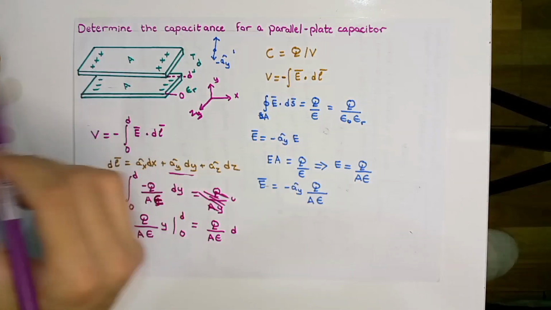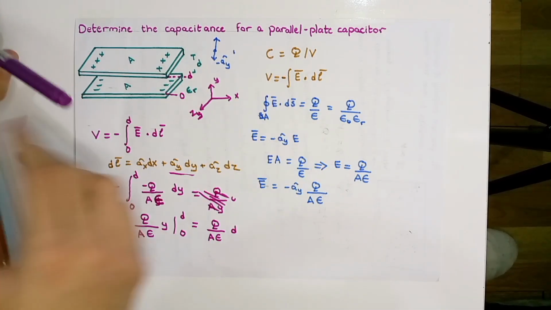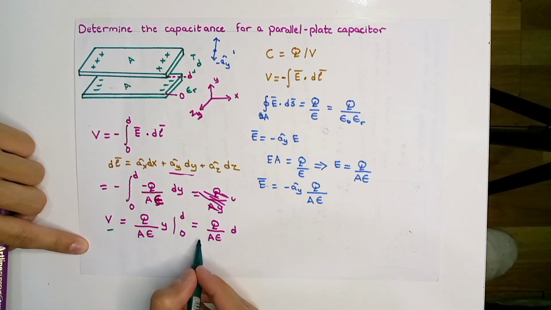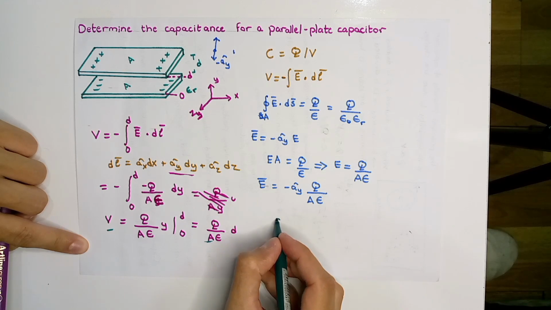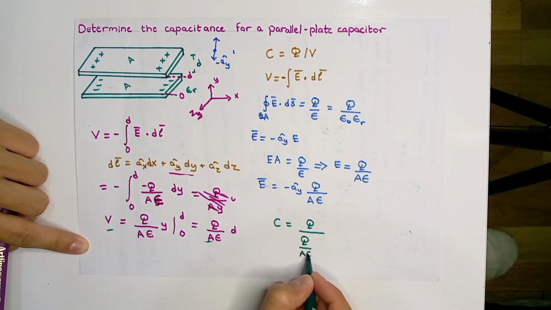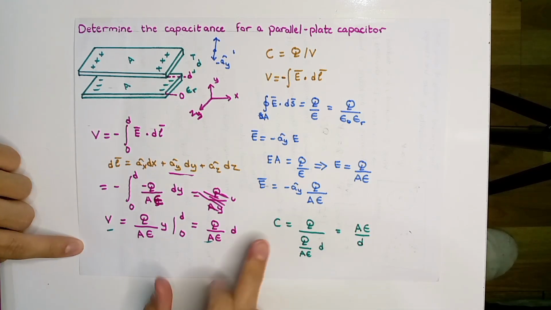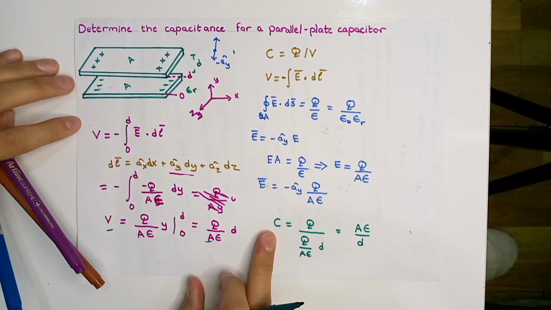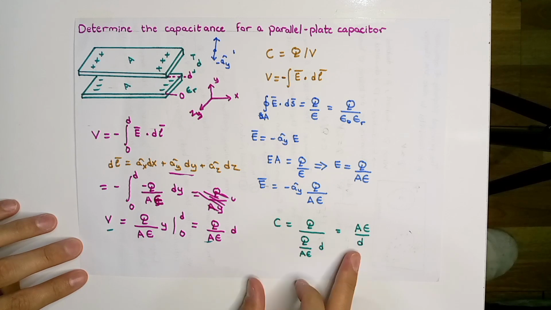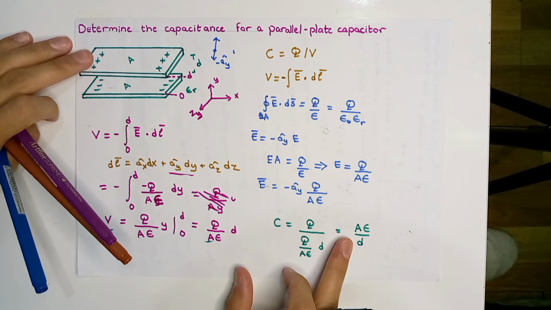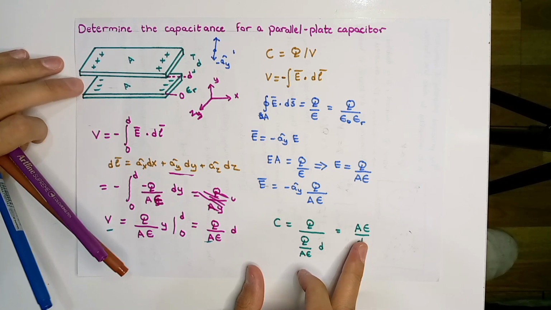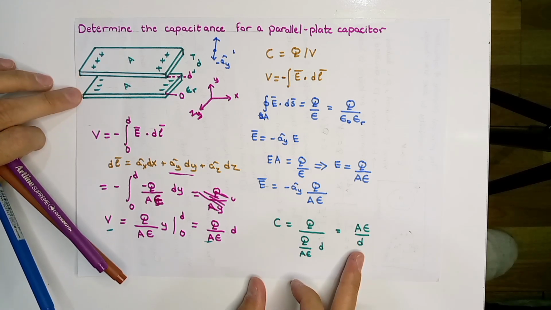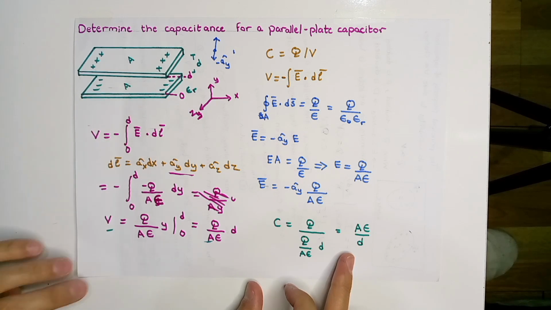Now we can easily find the capacitance by substituting the right-hand side of this equation for V in this equation, and we will have the capacitance. The capacitance for a parallel plate capacitor is equal to the area of the plate times the permittivity of the dielectric between these two plates, divided by the separation between these two plates.